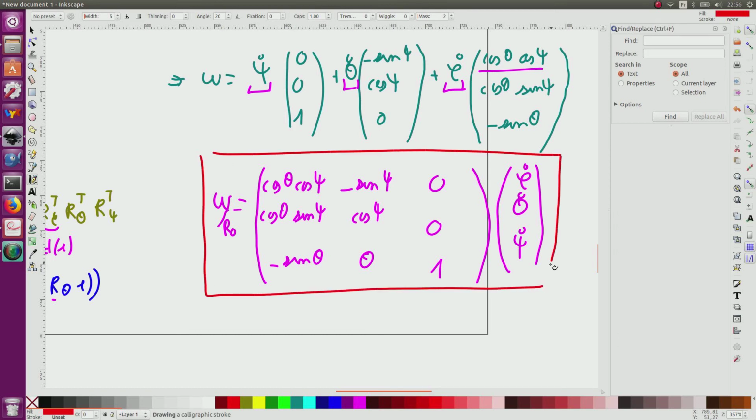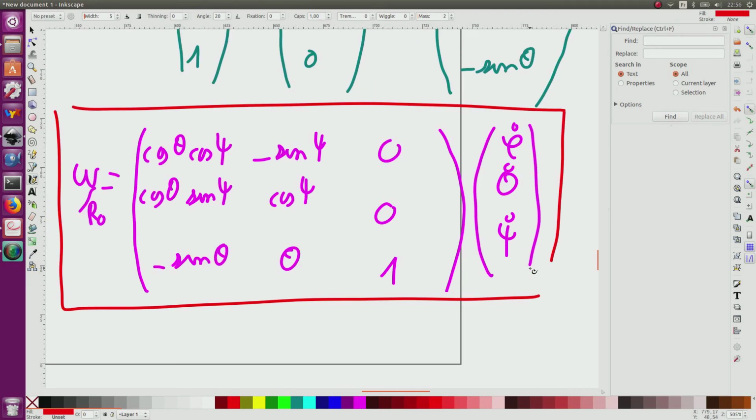because from the Euler angles phi, theta and psi, and from their derivatives, we can get the rotation vector. In the same manner, if I know phi, theta and psi, and if I know the rotation vector, I can compute these derivatives.